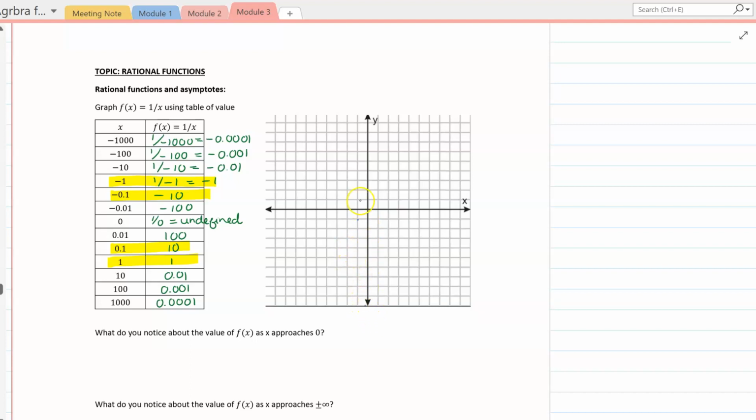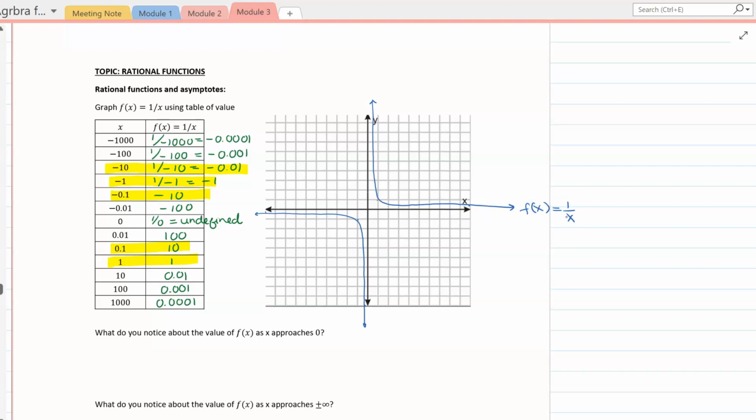When x is equal to negative 10, the value is very, very close to 0. And so I can sketch the first part of this graph over here. Similarly, I can sketch the other part of the graph on the positive part. So here, this is the graph of f of x equal to 1 over x.